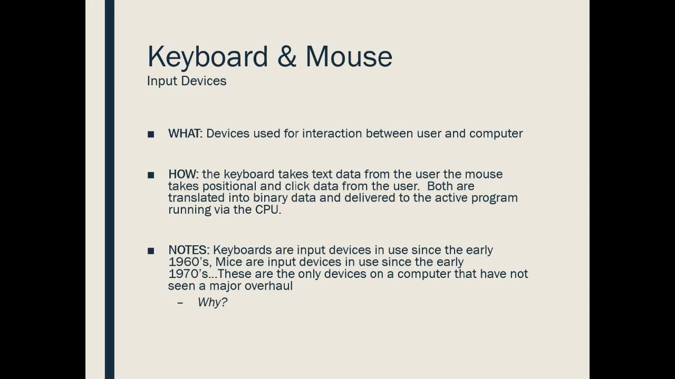So keyboards are input devices. They've been in use since about the 1960s. Mice have been around since the 70s. But these components have not really changed in all that time, and you're talking over 50 years. They're basically the same. Yeah, you can say that there's hardcore gaming mice and stuff like that, but they're still basically the same. They haven't really changed all that much.